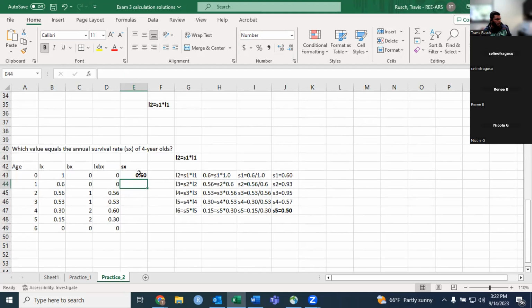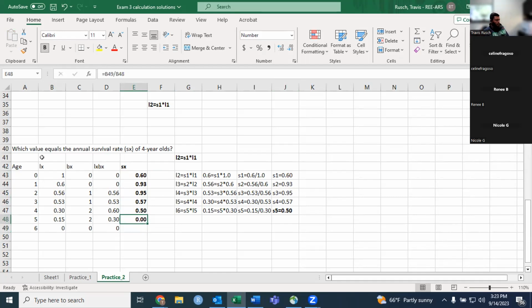And now that we have this value, we can solve the next line, right? Because we have L3 and L2, but we're missing S2. So what we do is we have 0.56, L3 equals S2, the unknown, times L1, 0.6. And if we rearrange it again to divide 0.56 by 0.6, we can solve for S2 to be 0.9. And we can do it the same way for all of the values here. And then we fill in the table, so we can't go past 0.